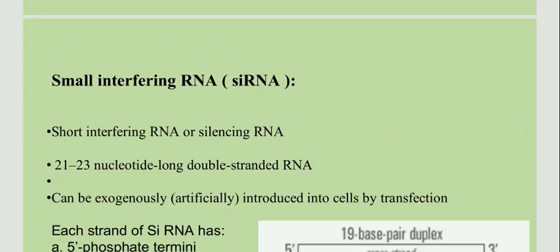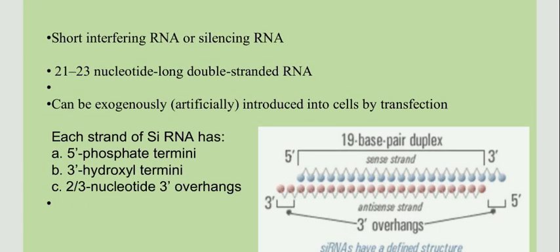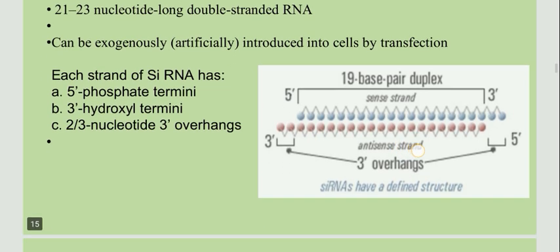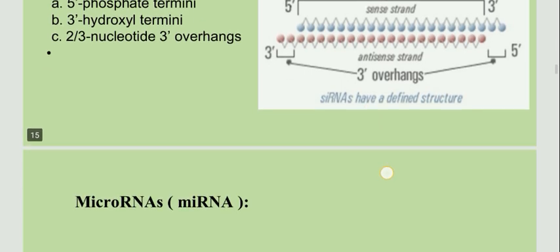Then small interfering RNA, siRNA, short interfering RNA or silencing RNA, is a 21 to 23 nucleotide long double-stranded RNA that can be exogenously, artificially introduced into cells by transfection. Each strand of siRNA has a 5' phosphate terminal, a 3' hydroxyl terminal, and 2 to 3 nucleotide overhangs.